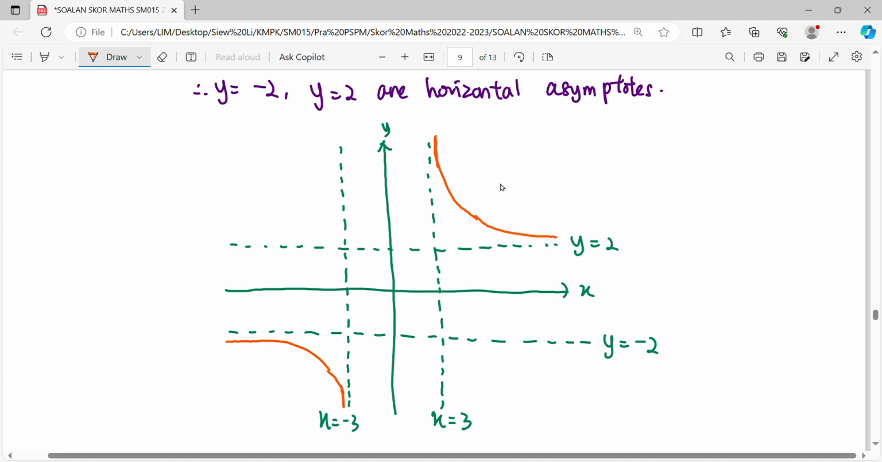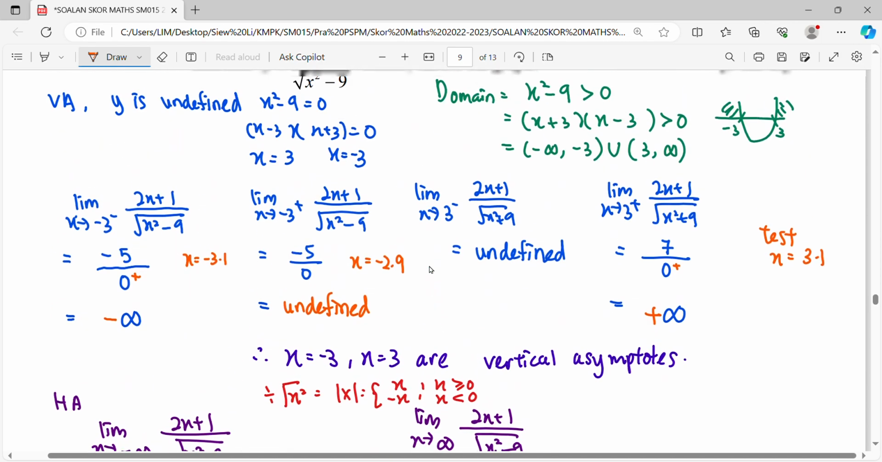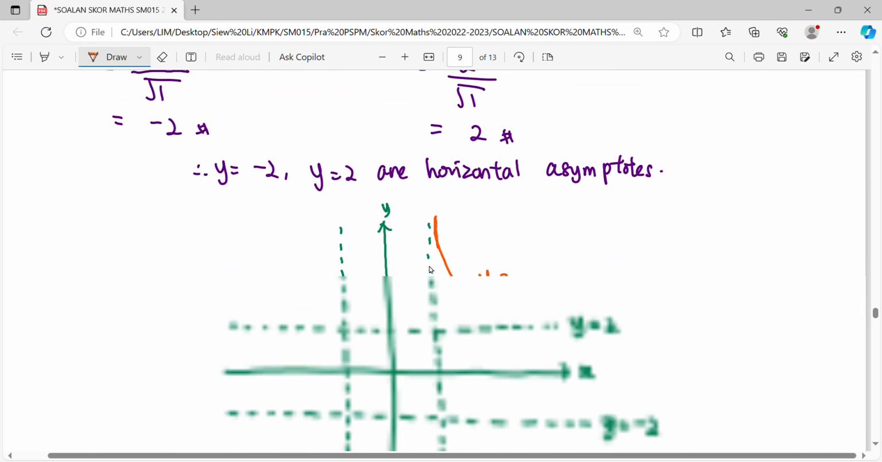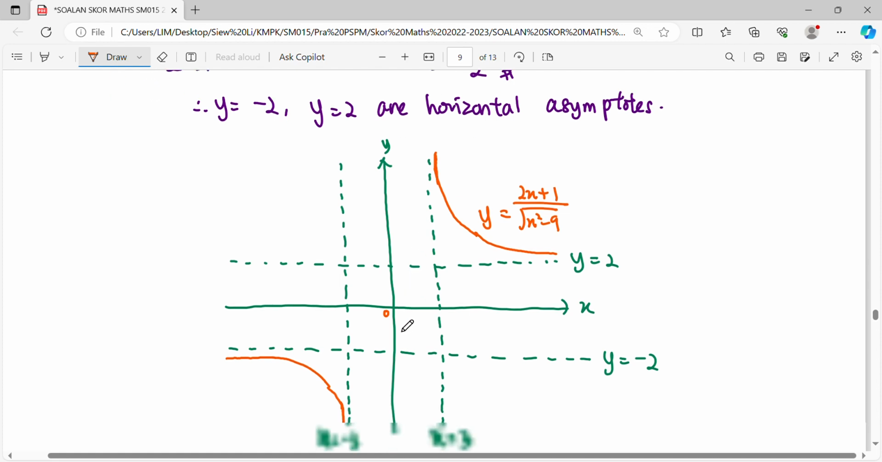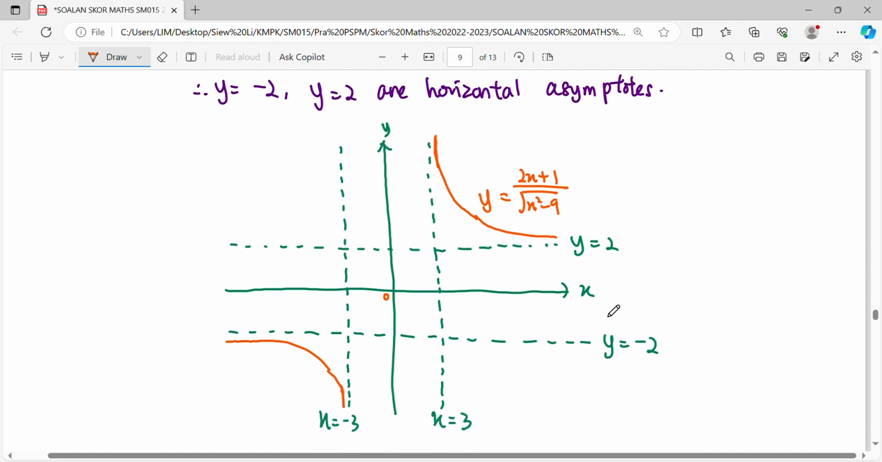Lastly, we see here we don't have any intercept, neither x-intercept nor y-intercept. So we just label it for the final stage. This is our graph that we're drawing. Make sure you label your y-axis, x-axis, origin, your asymptotes, and your graph.